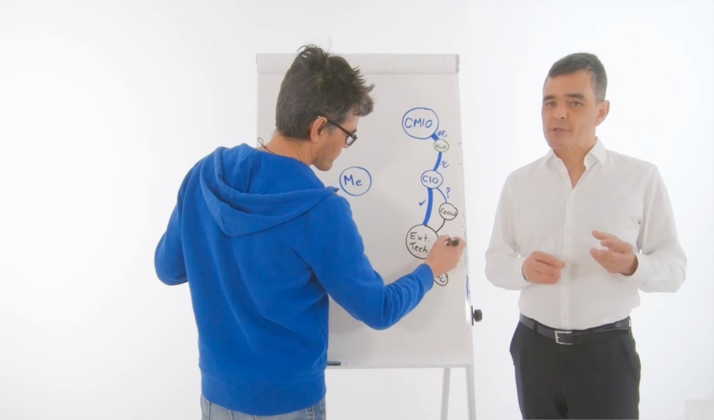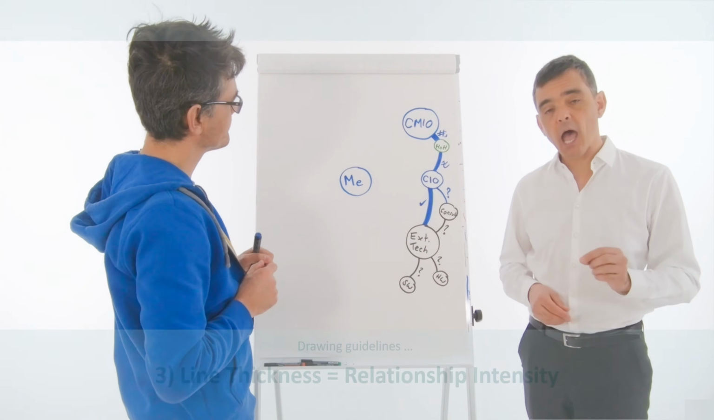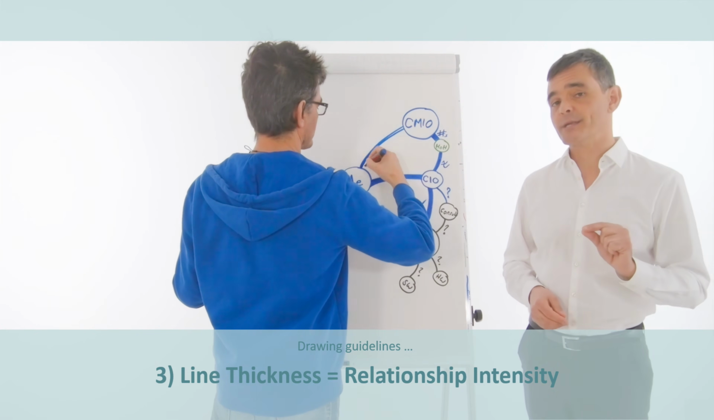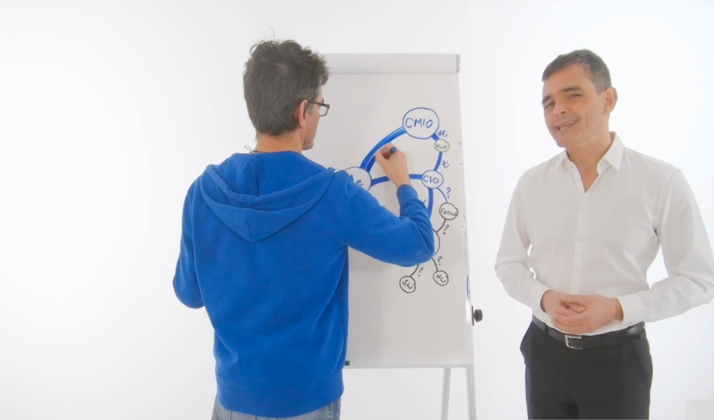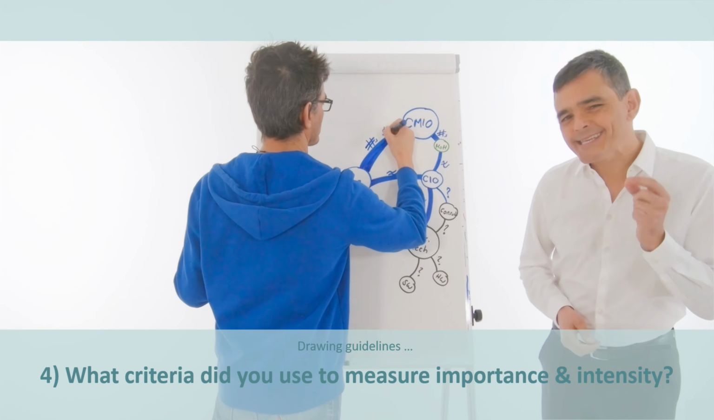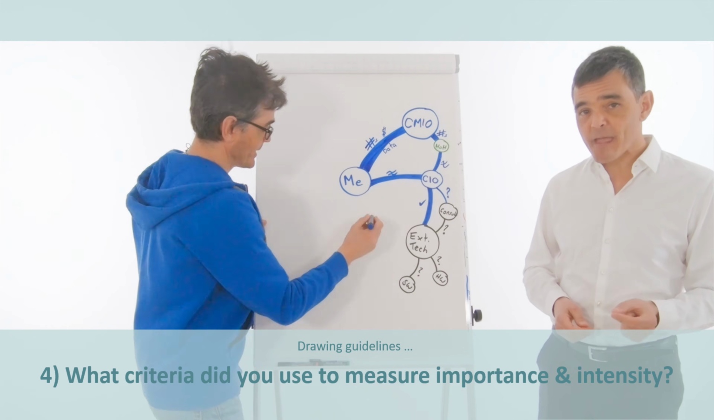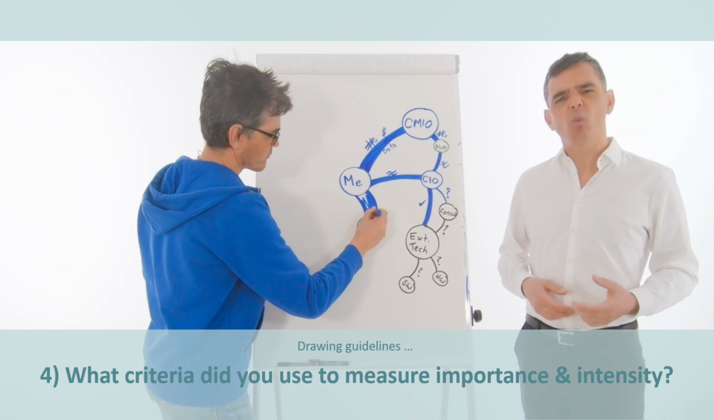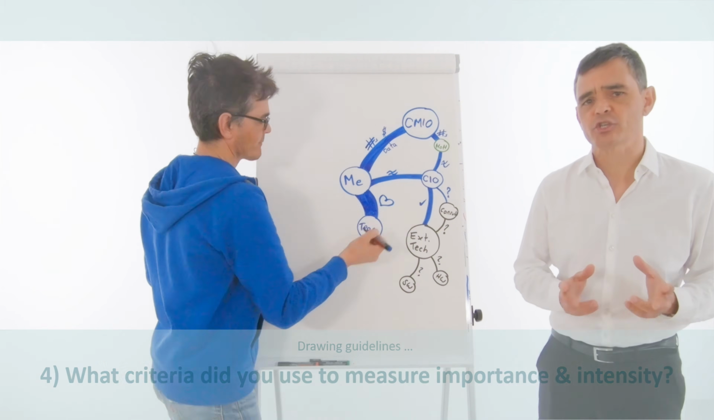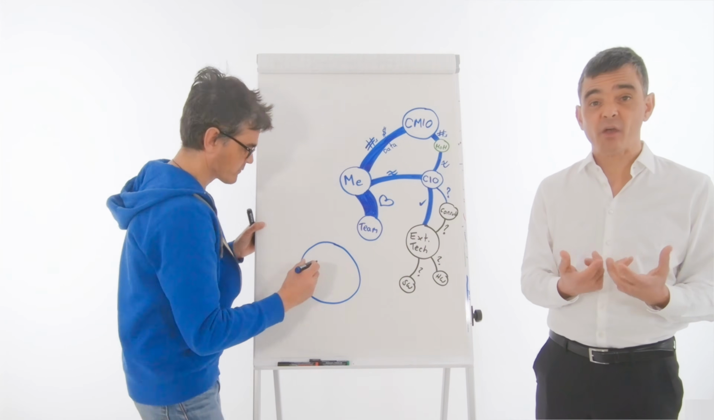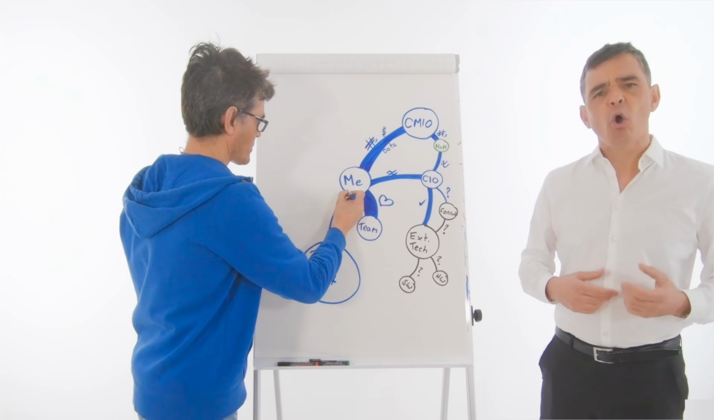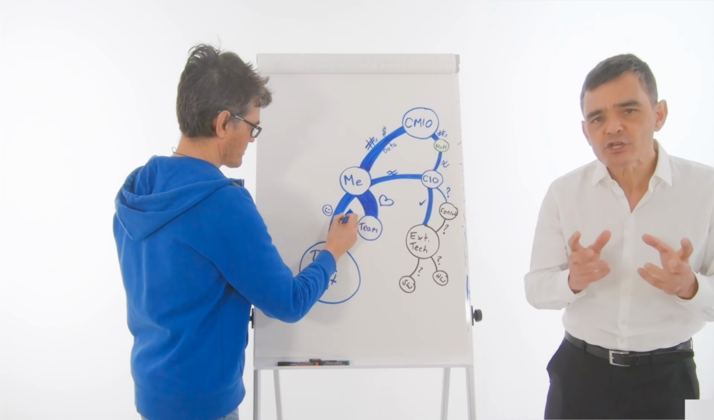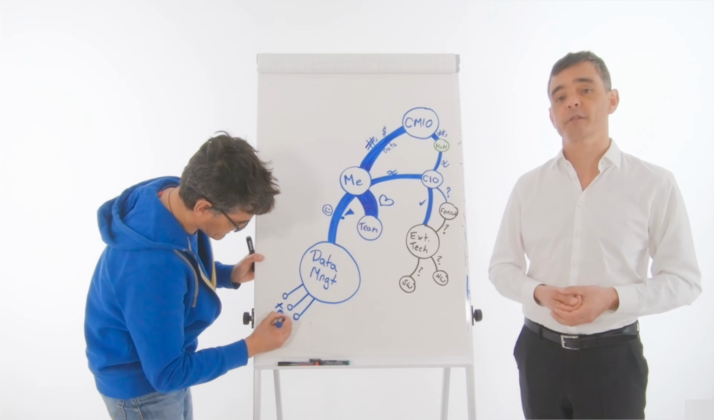You also want to represent the relationships between the people with a line. Thick lines, a very intense relationship. Thin lines, not so intense. While you're doing this, ask yourself, what criteria did I use to measure importance? What makes somebody important or not? What is an intense relationship? Is it that we sit next to each other all the time, which makes it intense? Or is it that I meet the person once a month, but I get such important information from them that it's extremely important for the project?